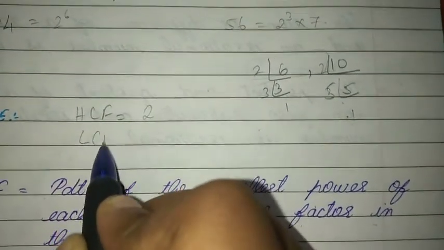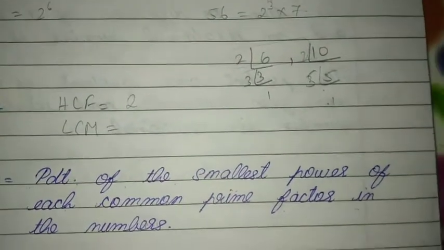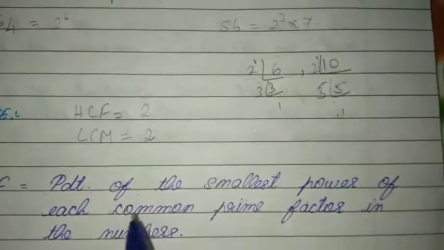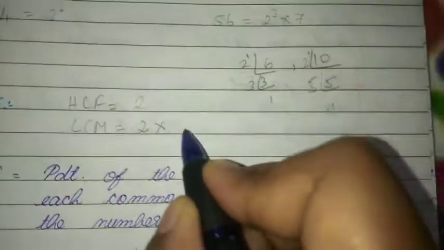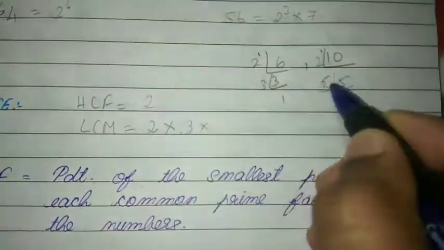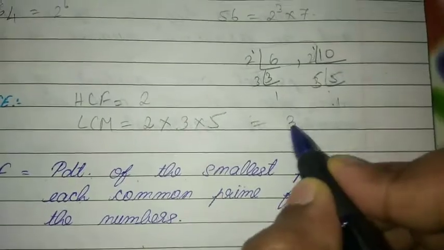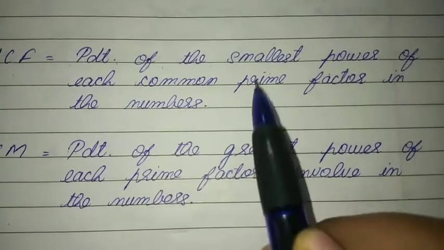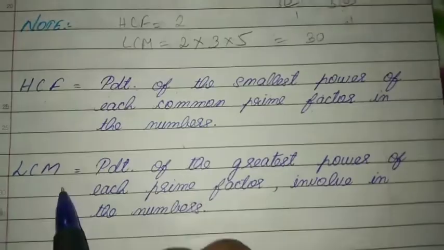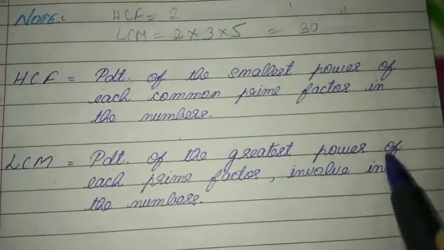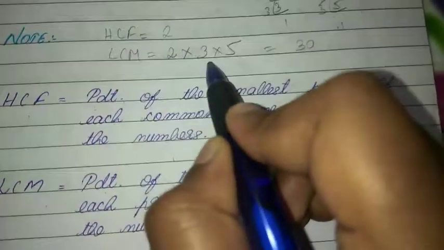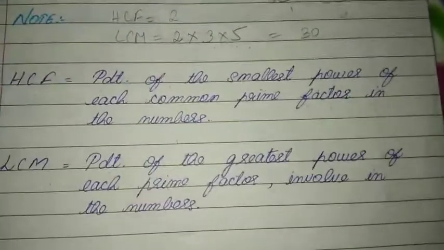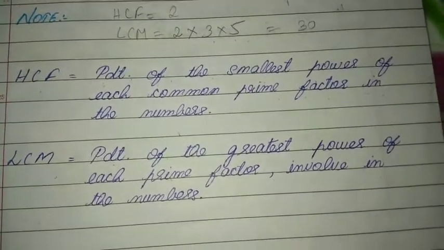Then for LCM I should take the highest power, isn't it? The highest power of 2 is 1 here, 1 here, so I will have 2 itself. Then 3 I have here, I don't have it there, so I will take 3. Then 5, that's it. So I will have 30. HCF is the product of the smallest power of each common prime factor in the numbers. LCM is the product of the greatest power of each prime factor. So I took each and every prime factor involved in the numbers. That's the only difference between HCF and LCM.